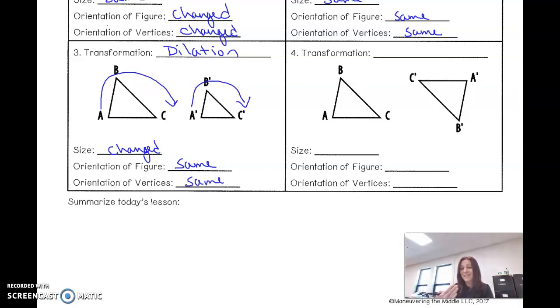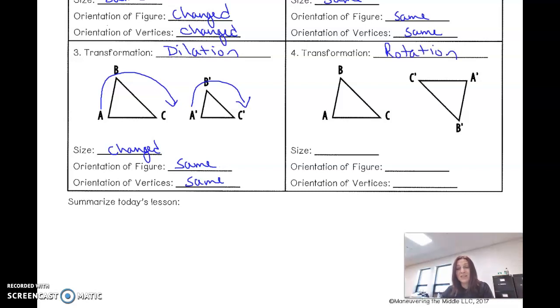Okay, so in a dilation, your size changes, but your orientation of both the figure, the way it's facing, and the vertices, what direction they're moving in, what direction they follow each other in, it stays the same. Okay, so finally, we look at this, kind of seeing that this is turned, right? Or spun. That's a rotation.